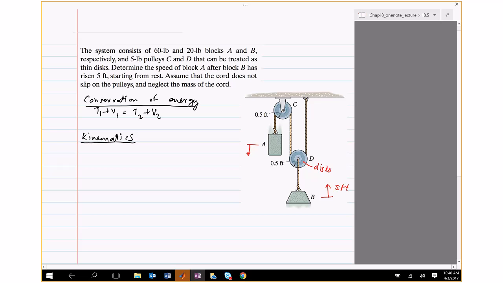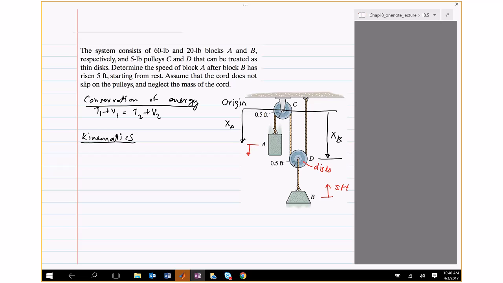So for that, and this is going back to the first chapter we did, we need to assume an origin or a datum and assign distances. Since there is only a single cable tied around the pulleys, I would have two unknowns, XA and XB. If there were two different cables, then there would be three unknowns and so on.